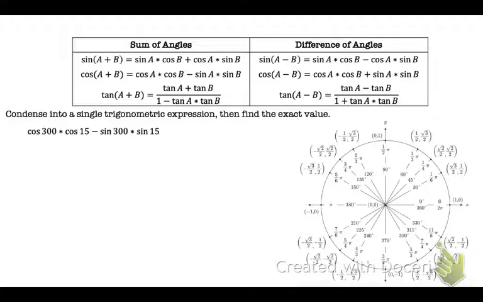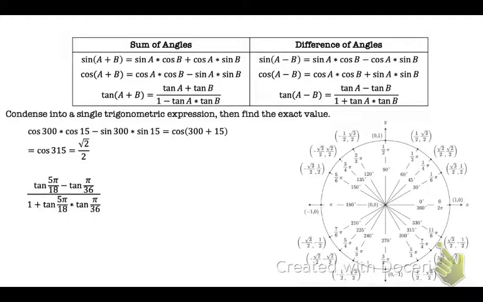Okay, so we want to condense this into a single trig expression and then find the exact value. So cosine, cosine, minus sine, sine. So let's figure out which one that is. That's got to be the cosine of a plus b. So that's cosine of 300 plus 15, which is cosine of 315. Then if I look at my unit circle, 315, the x value there is square root of 2 over 2.